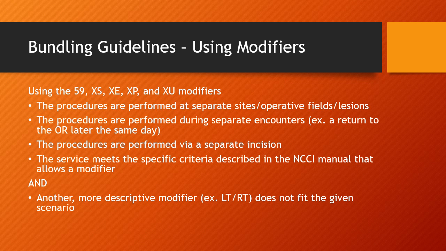The procedures are performed via a separate incision. So sometimes I have 2 approaches that have to take place or something of that nature. That one's going to also be an XS or a 59. Or the specific service meets the specific criteria described in the NCCI manual that allows a modifier. That one's going to be your XU.